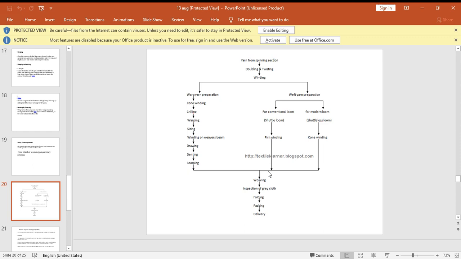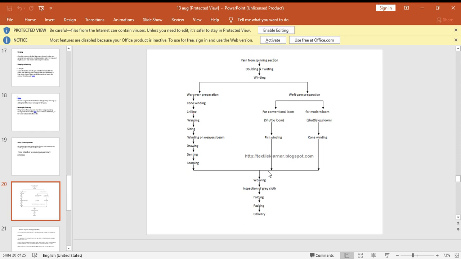Then again folding, then packing and delivering. So this is the sequence of fabric manufacture. So the yarn is going to come from the spinning section. It is going to get doubling and twisting, and it is going to get winding. That is, winding is how much length of yarn we are going to need in the preparation of fabric, that it should be wound on bobbins.